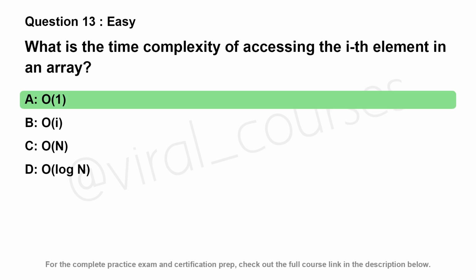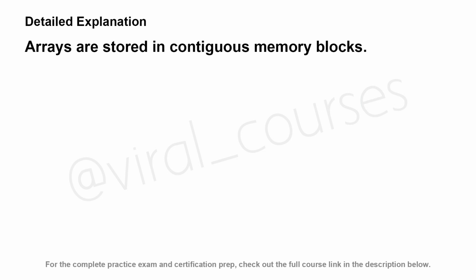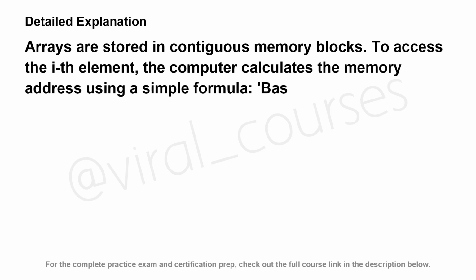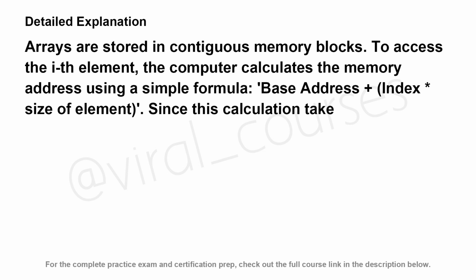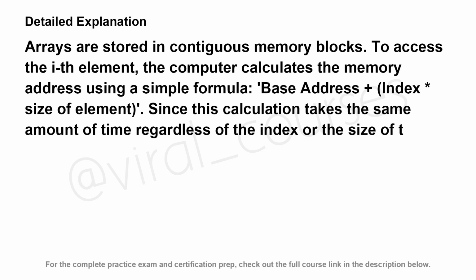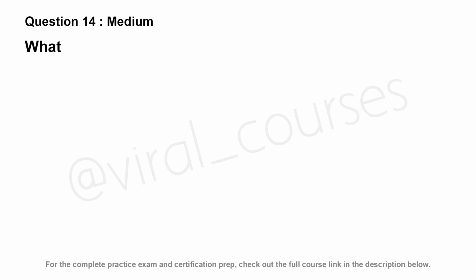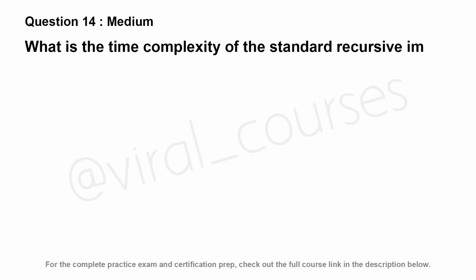The correct answer is A. Arrays are stored in contiguous memory blocks. To access the ith element, the computer calculates the memory address using a simple formula: base address plus index times size of element. Since this calculation takes the same amount of time regardless of the index or the size of the array, the time complexity is constant, or O(1).